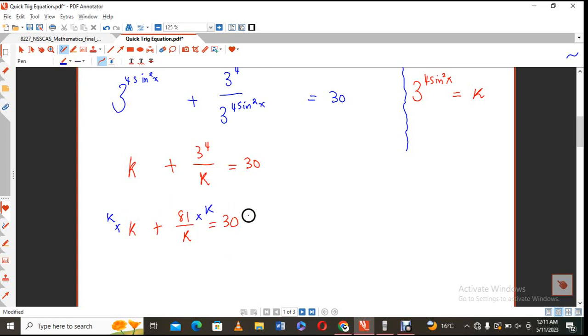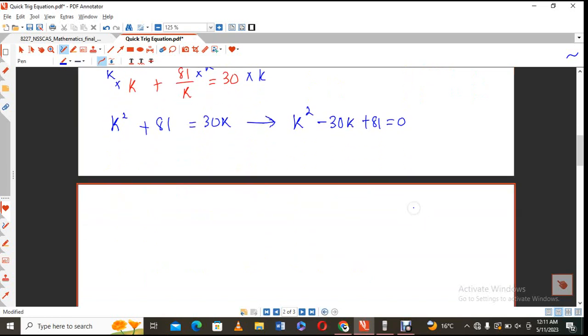So if I do it on the left hand side of the equation, I should also do it on the right hand side of the equation. And ultimately this will give me a quadratic equation. This is supposed to be 81. This is supposed to be 80, but the 30 over here is going to be 30k. So I'm going to bring that 30k over. It's going to be k squared minus 30k plus 81, and all quadratic equations are equal to 0.